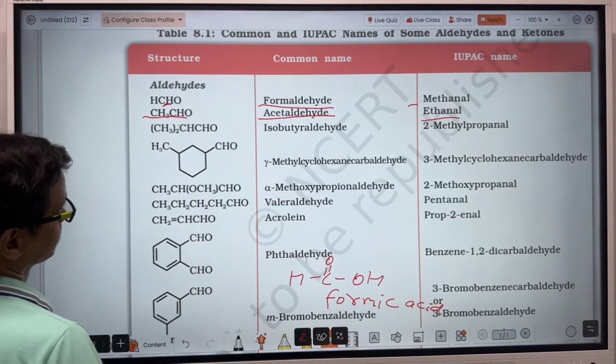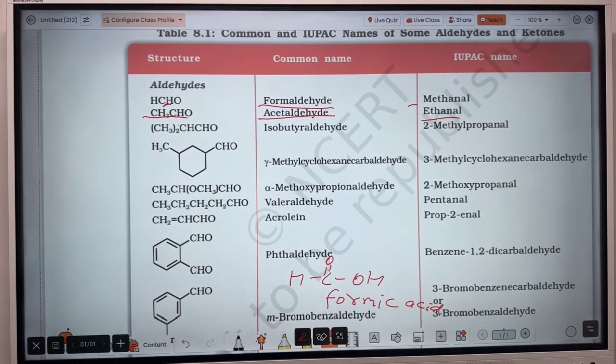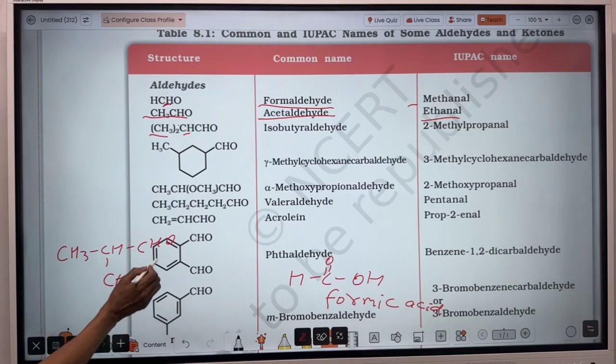In this compound, what has happened? The structure is like this: 2 methyl groups are bonded to this CH. So to this CH, 2 methyl groups are bonded, and then after that is CHO. So how to write the IUPAC name here? The total number of carbon atoms here is 4. In the case of the common name, how to write? The total number of carbons is 4, but it is not butyl, it is isobutyl.